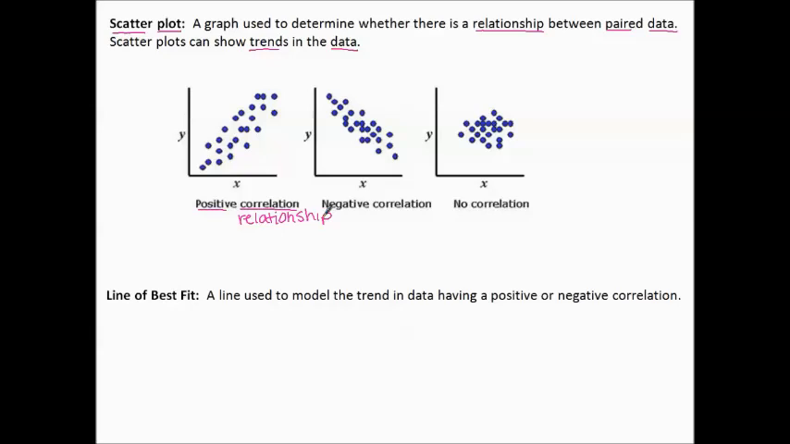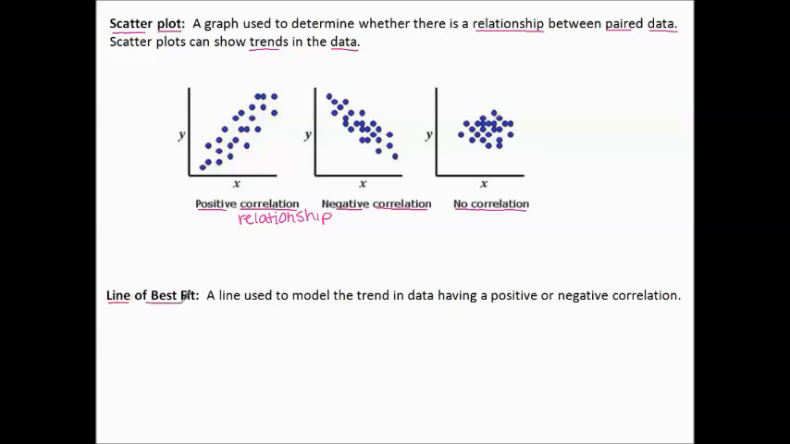So if I look here, this one, positive, it looks like it has positive slope or increasing, so it is positive correlation. Negative correlation looks like it has negative slope. It has a negative relationship. No correlation, if you notice here, our points have no relationship. They're not increasing or decreasing. The data points have nothing in common.